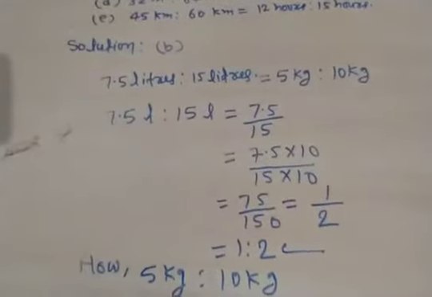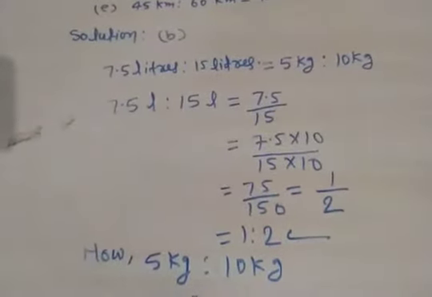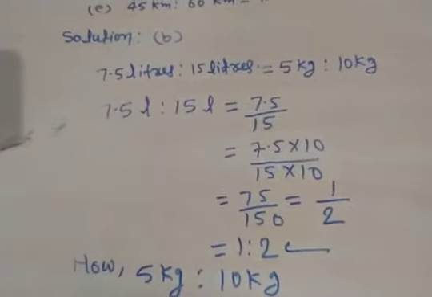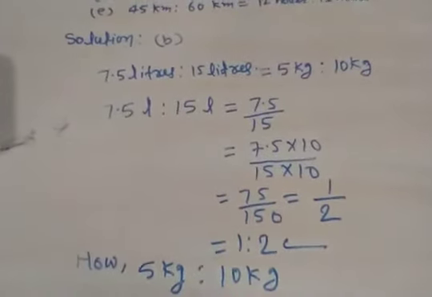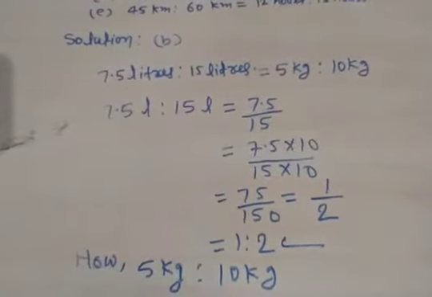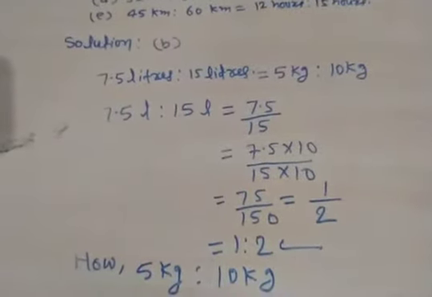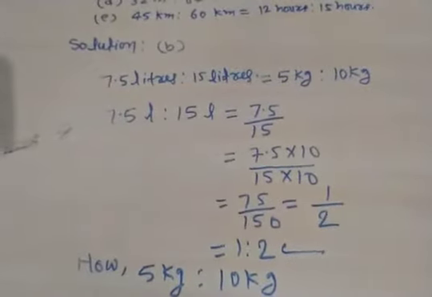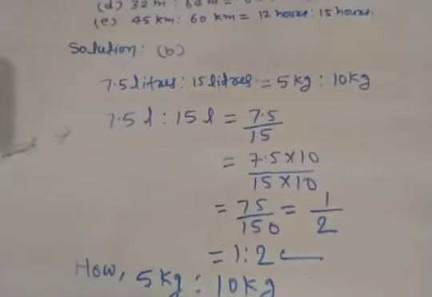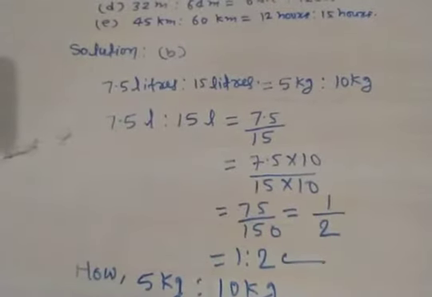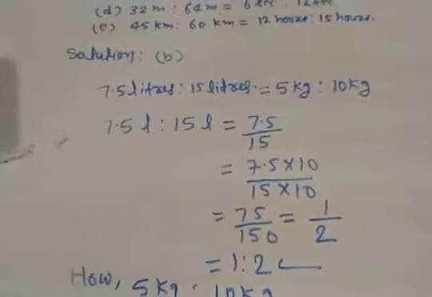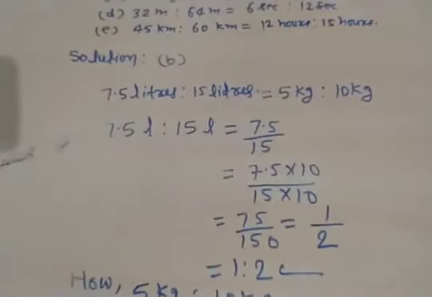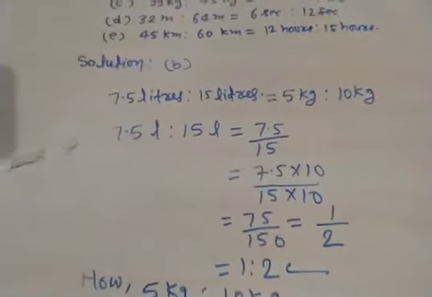Let's see again the solution of part B. This is given that 7.5 liters ratio 15 liters is equal to 5 kg ratio 10 kg. So first we take the left hand side, 7.5 liters ratio 15 liters. Student, here liters is denoted L. First we convert this ratio into fraction form. Student, ratio has no unit.